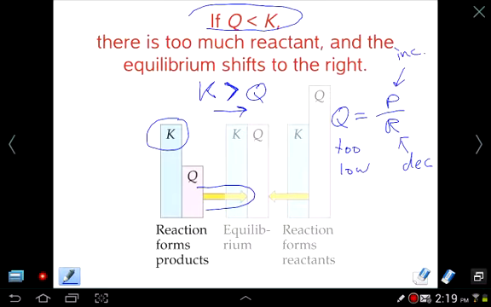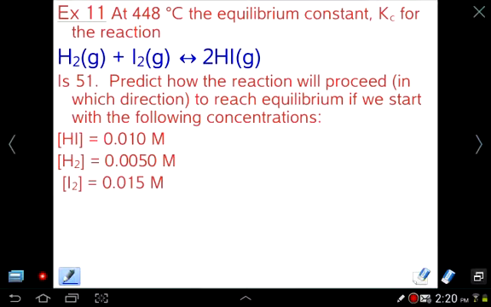So why don't we try a problem, and we'll wrap it up with this problem. Here we have, at 448 degrees Celsius, an equilibrium constant for the reaction of 51. In fact, this is the same one we've been working with. We're asked to predict in which direction the reaction will proceed to reach equilibrium if these are our starting concentrations: 0.010 HI, 0.0050 H2, and 0.015 I2.